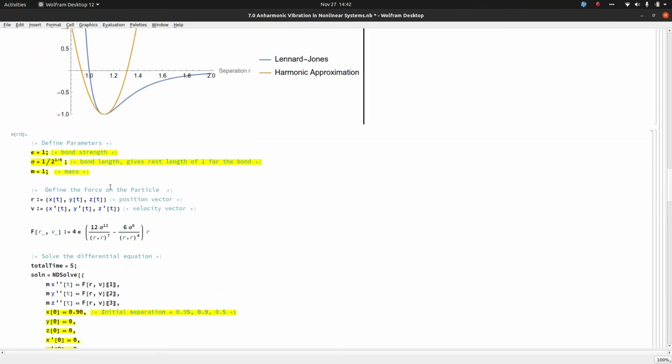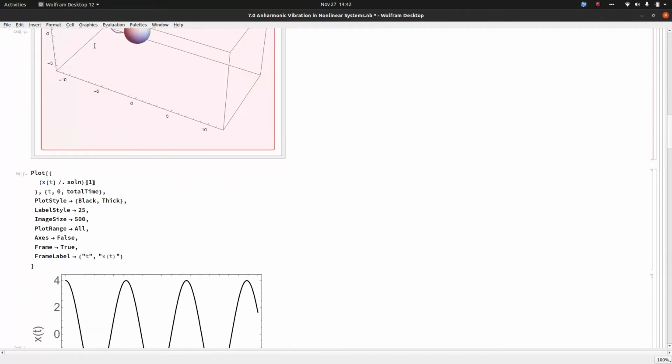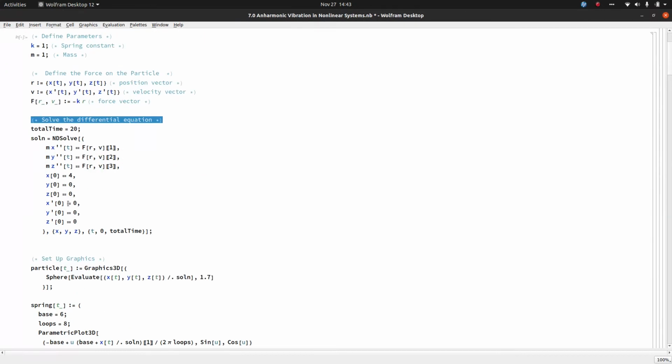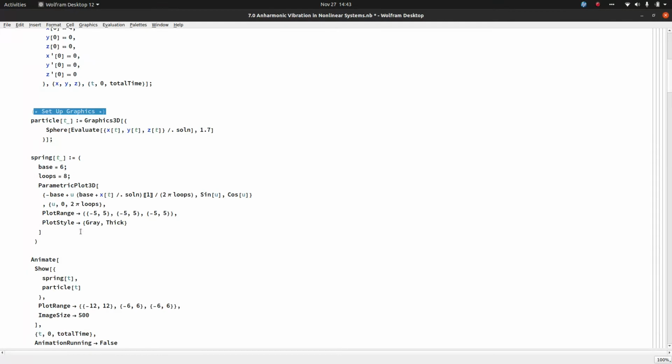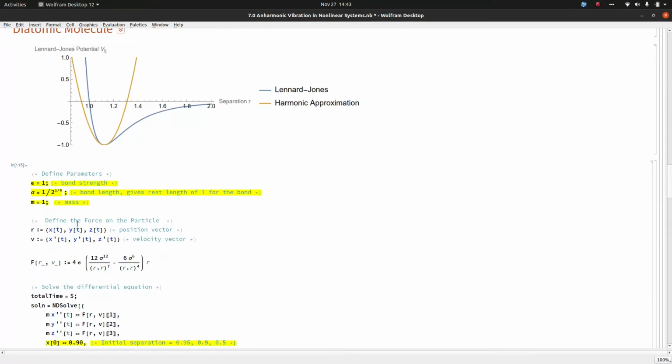Just as we did for the harmonic oscillator a few minutes ago, we're going to follow the exact same steps. We're going to define parameters, define the force on the particle, solve the differential equation, and then set up some graphics so that it looks nice. So scrolling down, we're going to define our parameters.